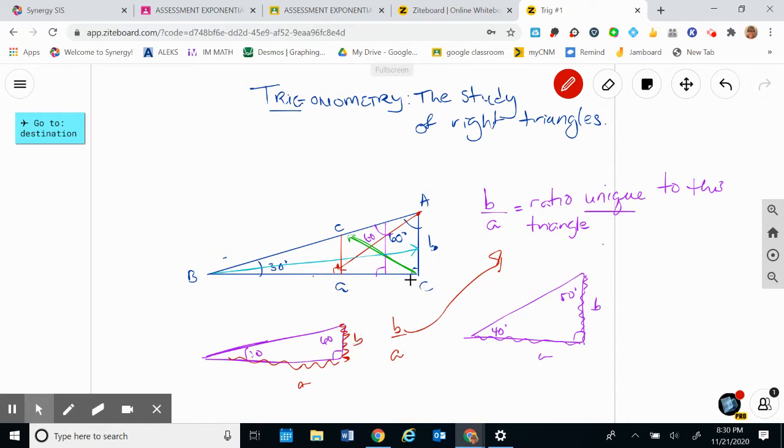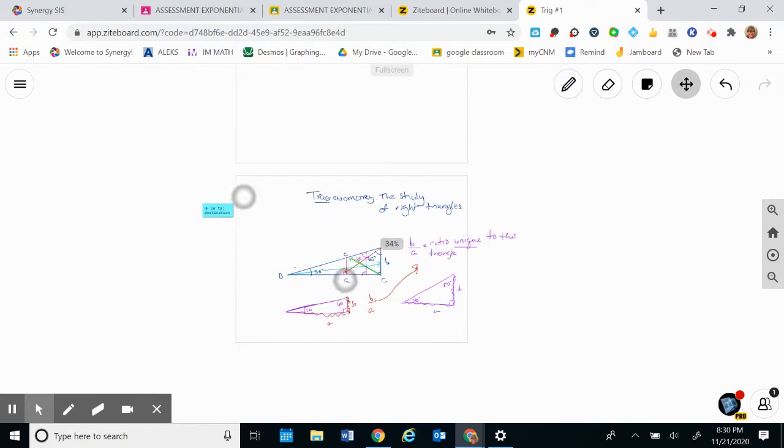Every right triangle is basically unique. It is its own triangle. So these ratios are so important for identifying the triangles that we give them certain names, special names.